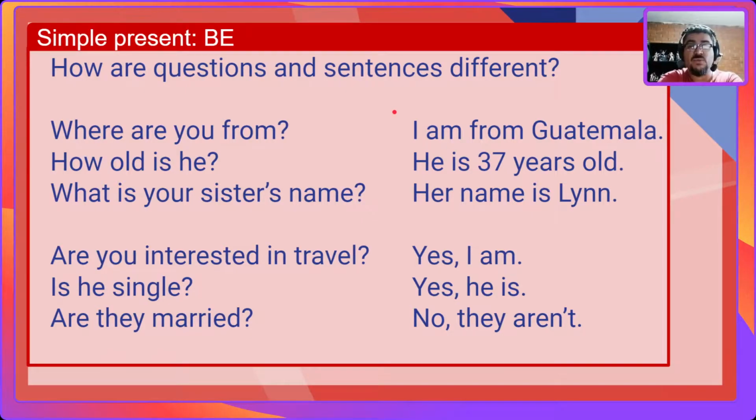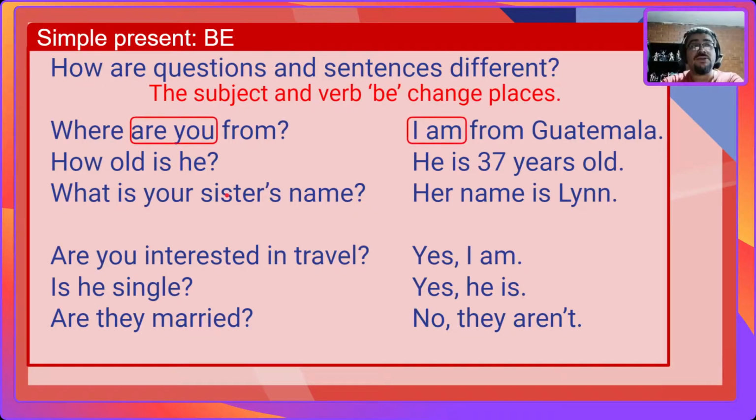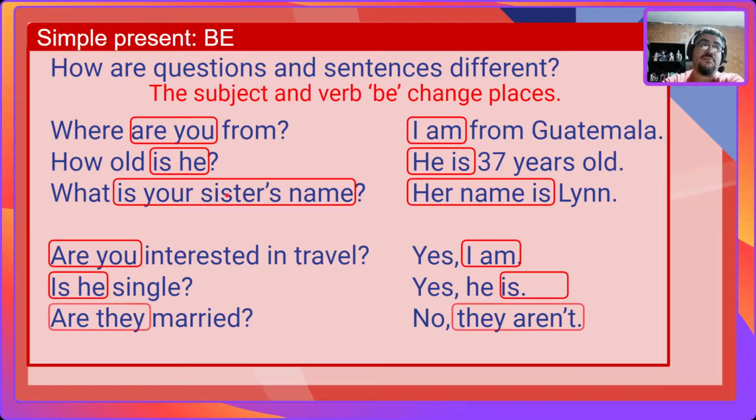The questions and the sentences. Well, when we have a question, we're going to change the order of the subject and the verb to be. Sometimes we're using, in this case, WH questions, which are information questions. When we're making positive or negative sentences, we're going to use the normal order, which is subject and the verb to be. Sometimes we can also make questions to ask yes or no information. In this case, we are not using the WH words, but we're just using the verb to be. So here we have some examples of how the subject and the verb be change places.